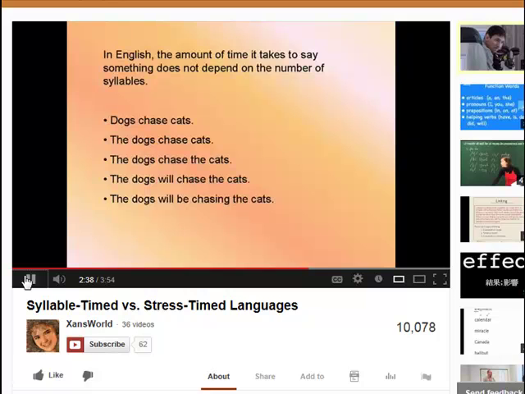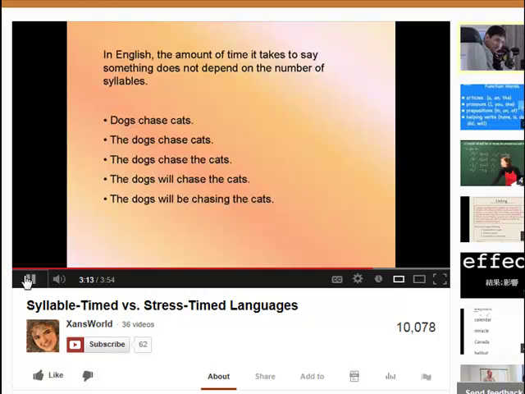But listen to me as I say these sentences. Dogs chase cats. The dogs chase cats. The dogs chase the cats. The dogs will chase the cats. The dogs will be chasing the cats. Now, isn't that strange? We keep adding syllables each time we say the sentence, but each sentence takes just about the same amount of time to say as the shorter one before it.